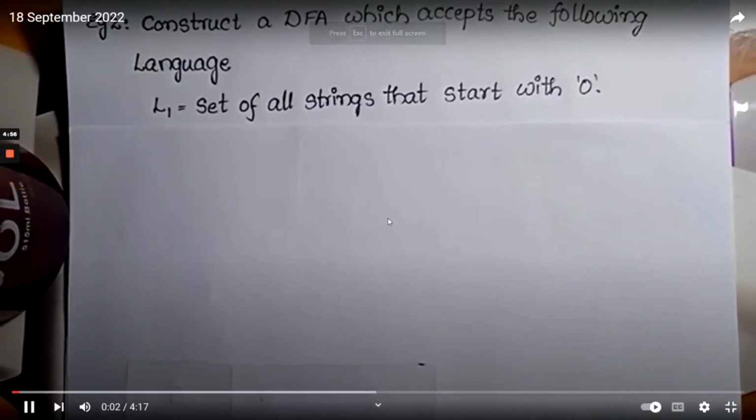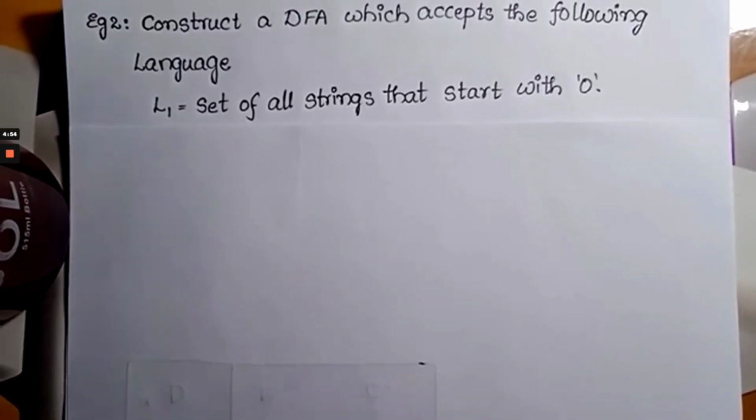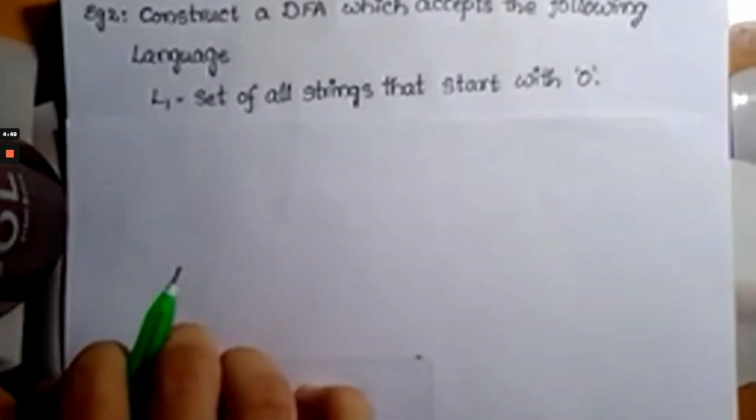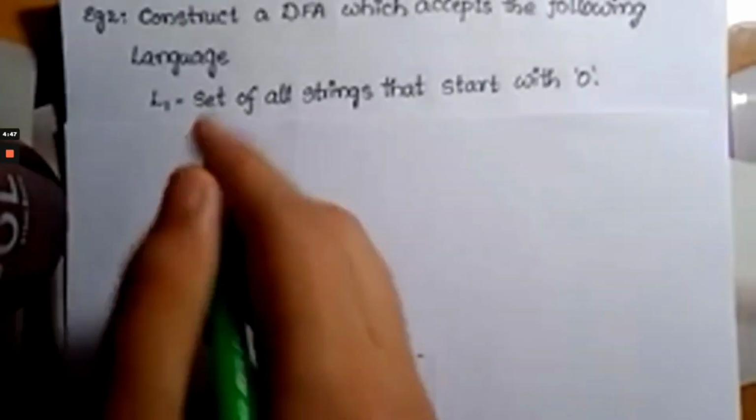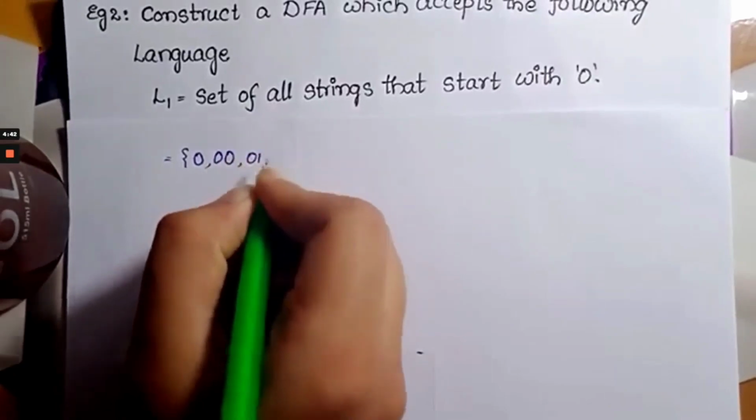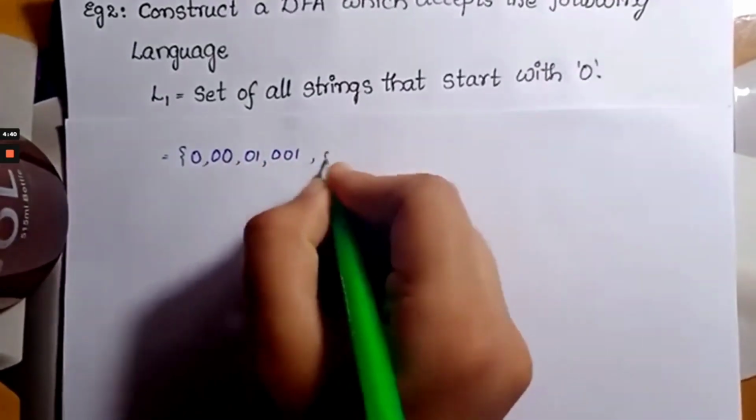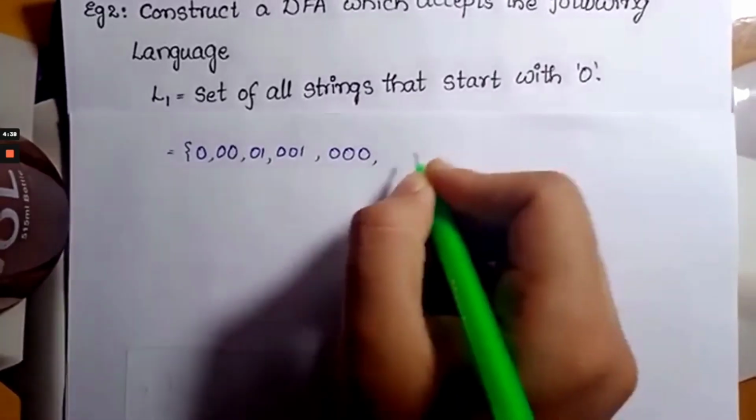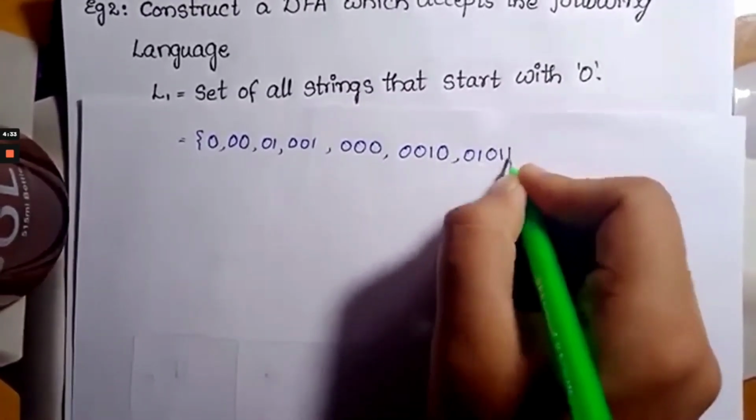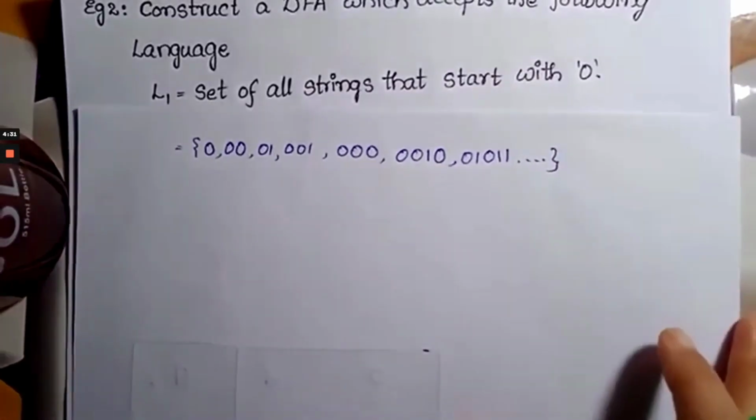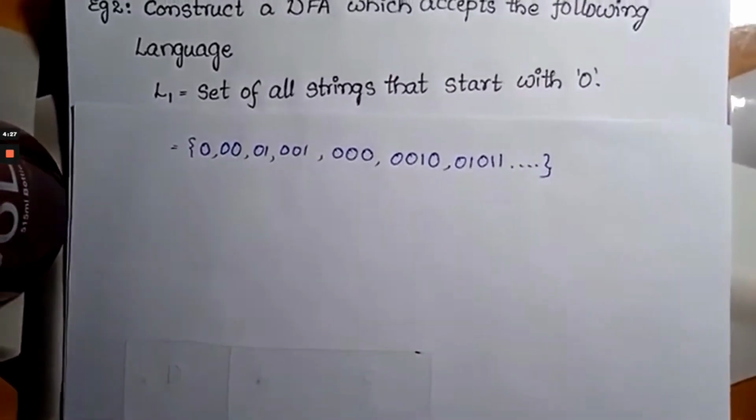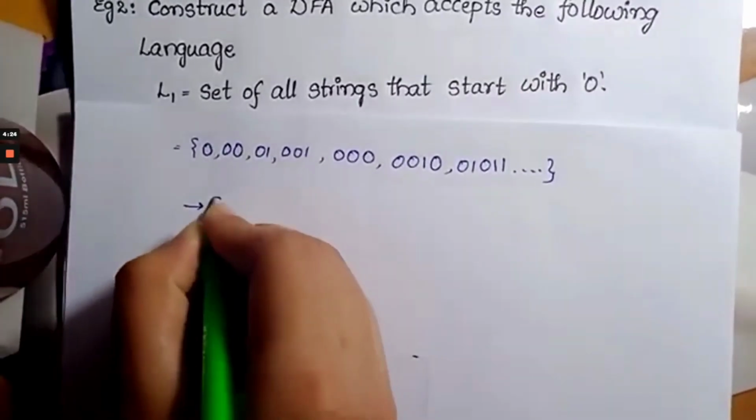Here comes the second example for construction of a DFA. So the question is, construct a DFA which accepts the following language. The language is L1 equals the set of all strings that start with 0. So let us take some examples for this, like 0, 00, 01, 001, 000, and so on. So these are some example strings for the given language.